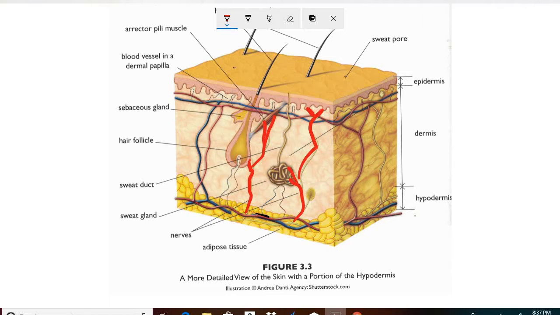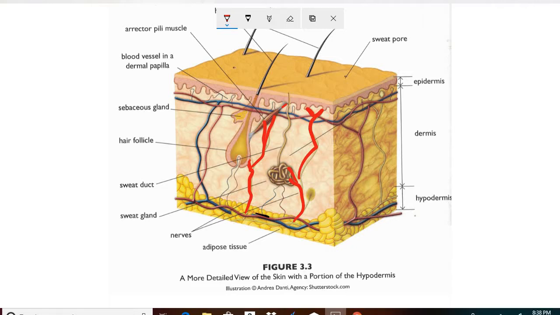So these nerves, there are many receptors in the skin that send information from the skin to the brain and the spinal cord. So these nerves that are in the skin would receive the information from those receptors and then send the information to the brain and spinal cord.